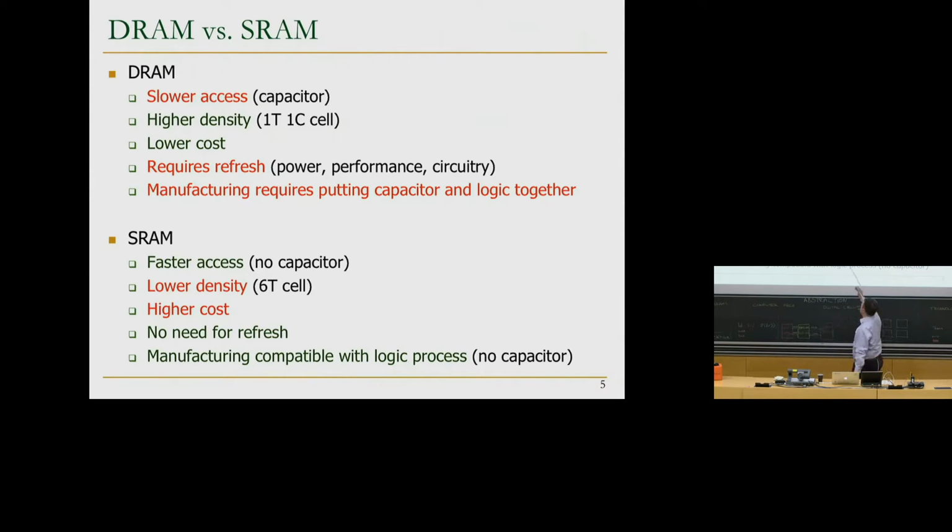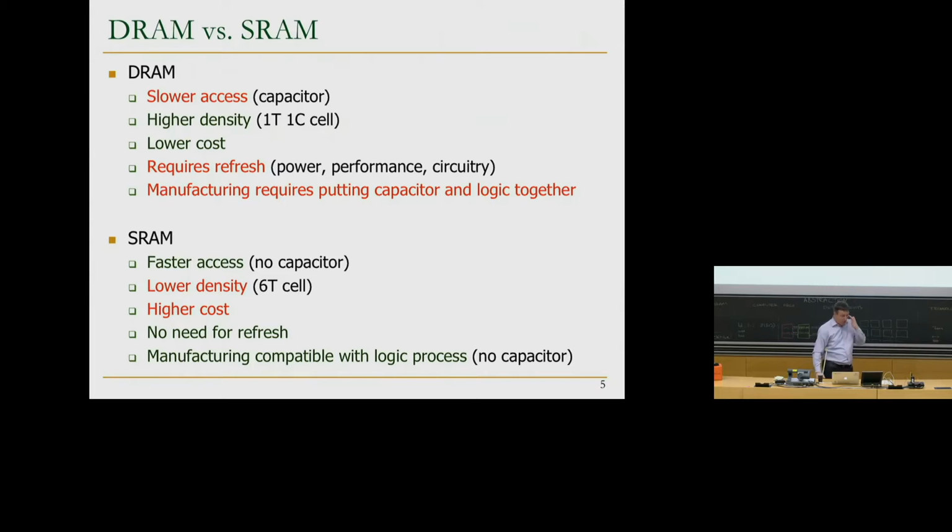The SRAMs are faster. There's no poor capacitor, there's not the poor hippo jumping into the pool. There's already an active circuit which is driving it. The density is lower because we are using 6 transistors. That's why the cost is higher. There's no need for refresh, which is great. And the manufacturing is the same as what you use in the processors.